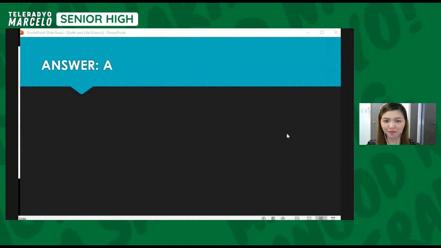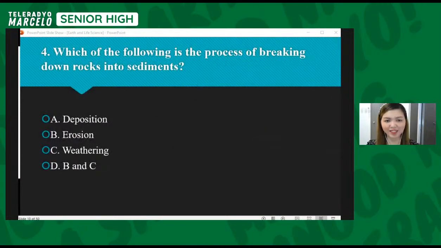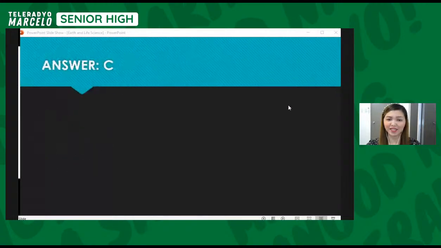A, deposition, B, erosion, C, weathering, letter D, letters B and C. What is the correct answer? Hello, guys. Write your answers or comment your answers in the chat box, and I will be waiting. Okay, let's see. All right, very good. So the answer is, of course, letter C, weathering.